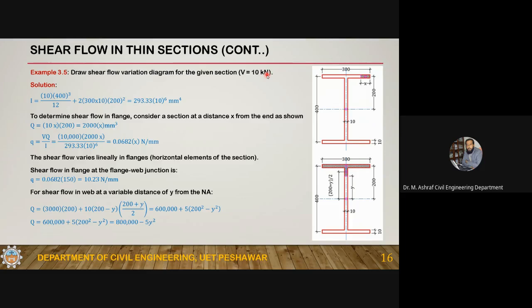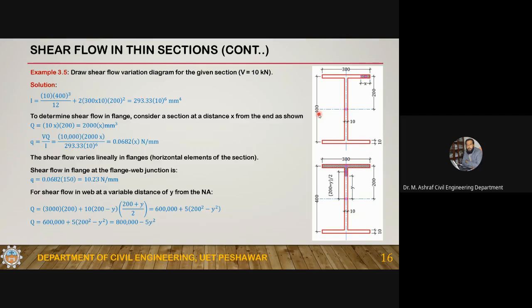Now, what is the definition of a thin section? The definition of a thin section is that the thicknesses of the member are very small as compared to the overall dimension of the cross section. Now here you can see that the thickness is 10, and the overall depth is 410. 10 in 100 is 10%, 10 in 400 is 2.5%. So it's very small.